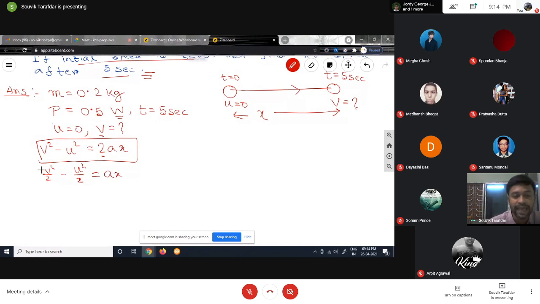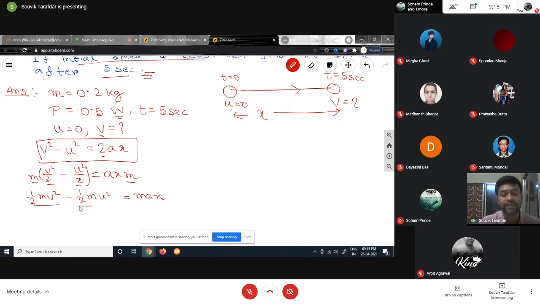Now, if you multiply m on both sides, here you can write half m v square minus half m u square is equal to m a x. Very important step, students need to understand here. What I did, I just took this 2 to this side and multiplied m on both sides. Then, taking these two out of the bracket, I multiply with m. So half m v square minus half m u square.